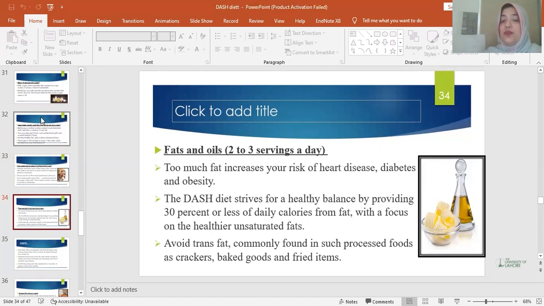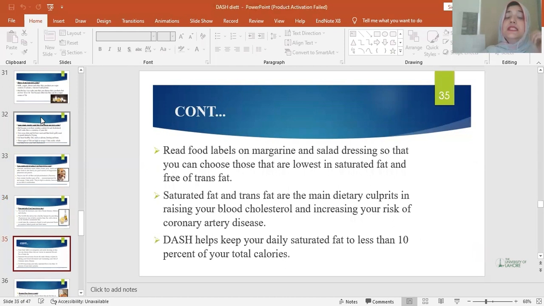Avoid trans fats commonly found in processed foods such as crackers, baked goods, and fried items. Read food labels on margarine and salad dressing so that you can choose those that are lowest in saturated fat and free of trans fat. Saturated fat and trans fat are the main dietary culprits in raising your blood cholesterol and increasing your risk of coronary artery disease.